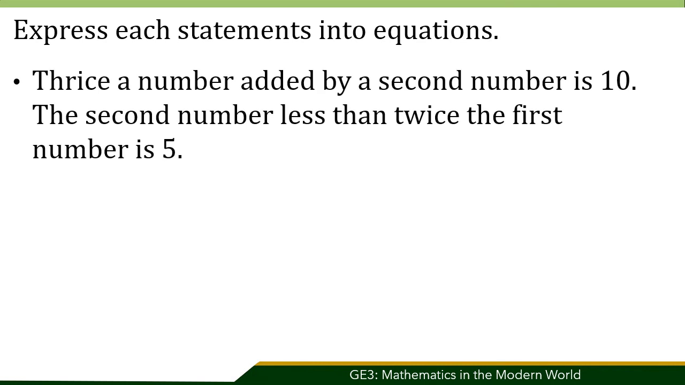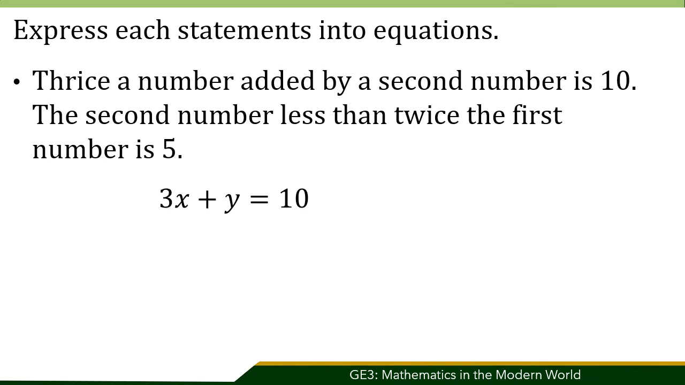Thrice a number added by a second number is 10. The second number less than twice the first number is 5. So here we can make two equations. Thrice a number added by a second number is 10. So let x be the first number and y be the second number. So we could have 3x plus y equals 10.